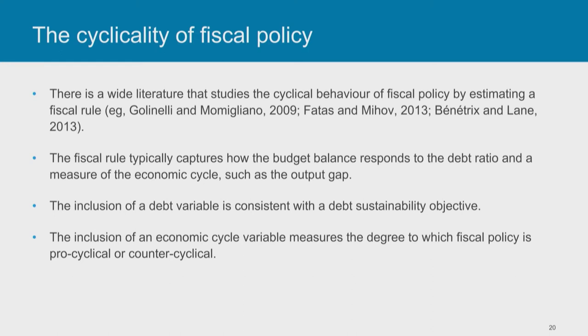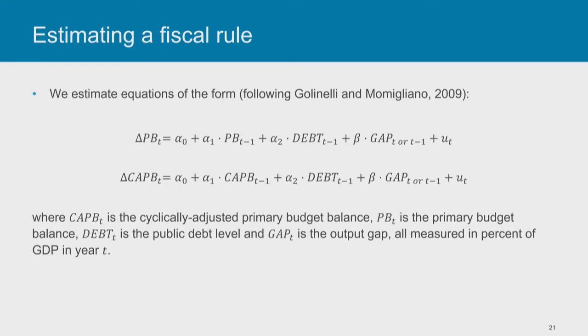We estimate equations of the following form, following Golinelli and Momigliano 2009, although there are a whole bunch of studies with essentially similar specifications. For the dependent variables, we use both the primary balance and the cyclically adjusted primary balance. The primary balance includes both discretionary changes and the automatic stabilisers. The cyclically adjusted primary balance removes the effect of the automatic stabilisers. So on the right-hand side, we have a constant term, a lag of the dependent variable, a lag of the debt ratio, and the output gap. We look at specifications with either the contemporaneous or lagged output gap. The lagged output gap is used because that may be more relevant given the annual frequency of typical fiscal policy decisions. Think about an annual budget process.